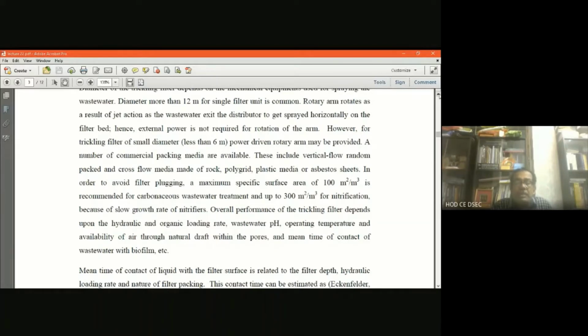Overall performance of the trickling filter depends upon the hydraulic and organic loading rate. Organic loading rate means the BOD rate. Hydraulic loading means the wastewater flow rate. And pH, operating temperature, and availability of air, the trickling filter performance will depend on all these factors.